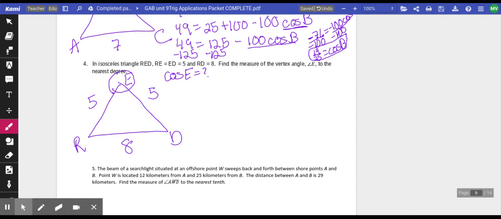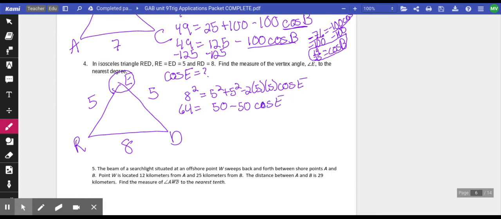So hopefully you paused and you did 8 squared equals 5 squared plus 5 squared minus 2 times 5 times 5 times the cosine of E. And then when we simplify that, 64 equals 50 plus 50 minus 50 cosine of E. Subtract 50, and we get 14 equals negative 50 cosine of E. And then 14 over negative 50 equals the cosine of E.